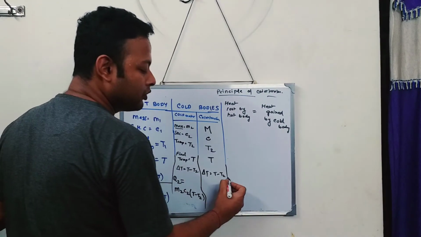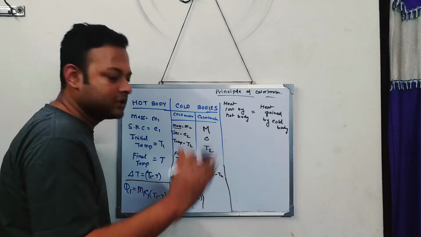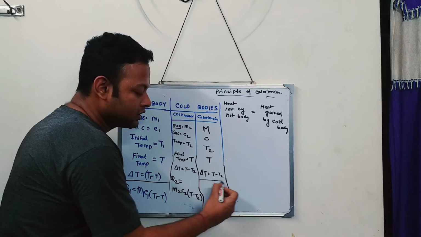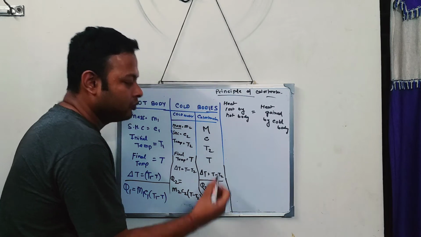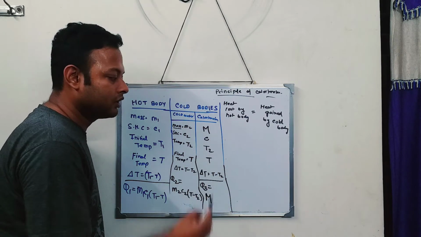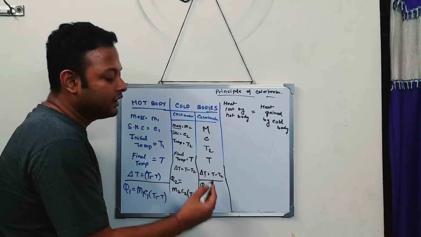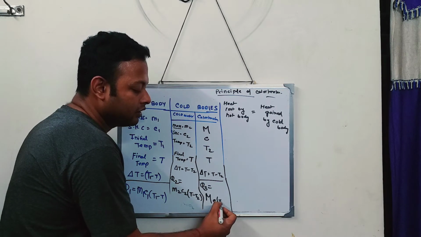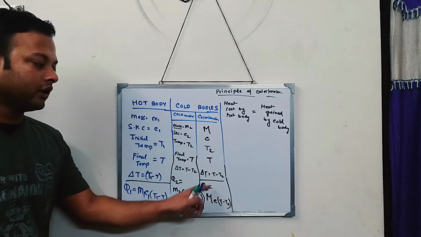Similarly, we also have to say what is the heat gained by the calorimeter? Again mc delta T. I will consider this as Q3. That will be equal to capital M, the mass of the calorimeter, then small c, the specific capacity of the calorimeter, and delta T, which is T minus T2.